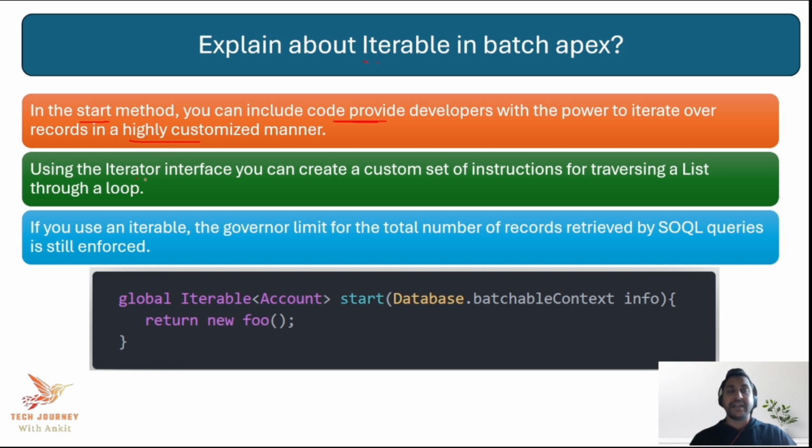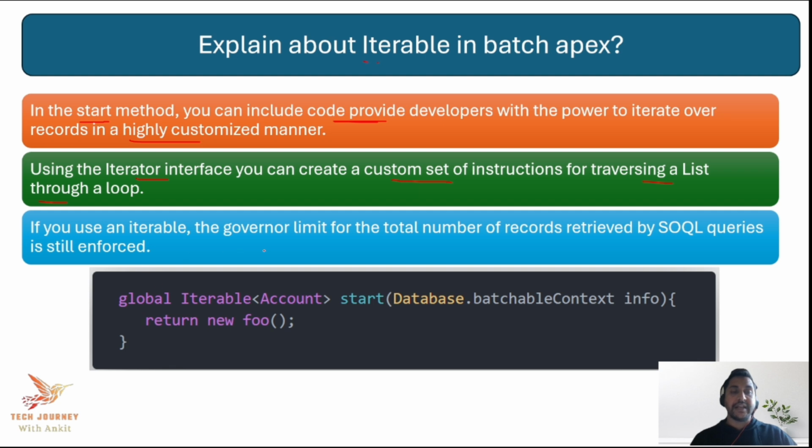Using the iterable interface, you can create a custom set of instructions. That's what it will allow. It will allow you to write a custom set of instructions for traversing a list through the loop. You can traverse any collection. For example, if you have a huge number of records available in a collection, and you have to process those records one after the other using batch Apex, the option for you is to go for the iterable interface.